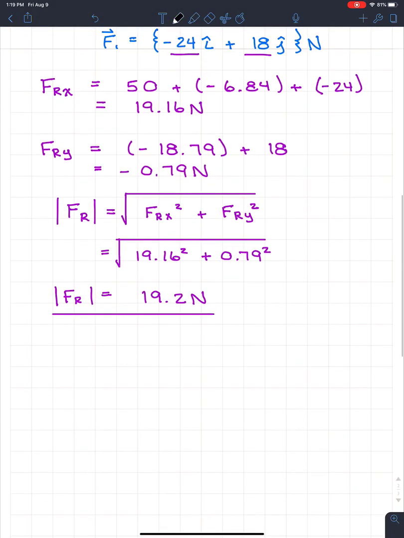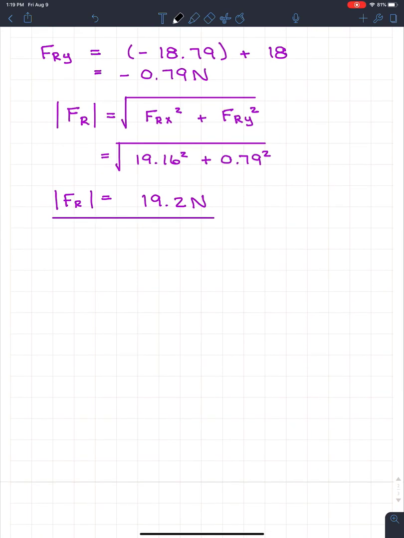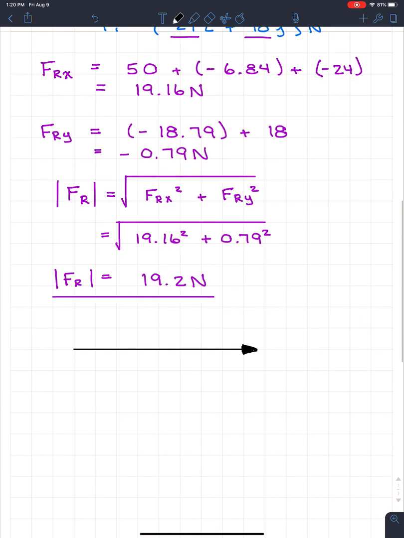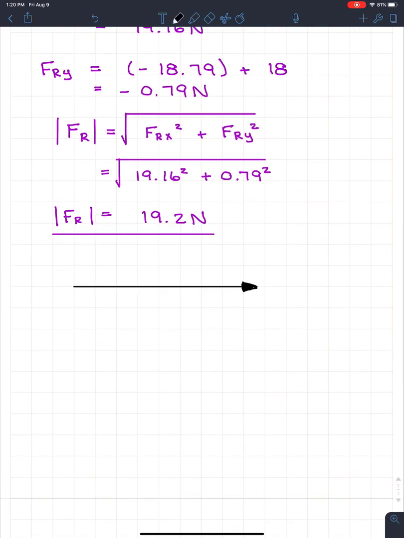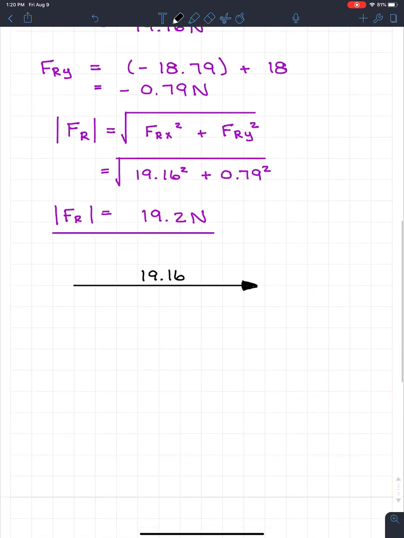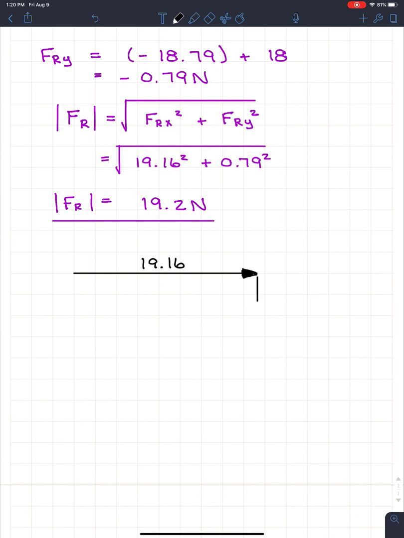So if we look at the components, we got FRX is 19.2. So I'm just going to go across because you guys all know I'm doing this. All right, so we got 19.16, so that's FRX. FRY is negative 0.79. So it goes down, so 0.79. And then, of course, our resultant goes across like this, and this is FR. And, of course, we got the theta in between.